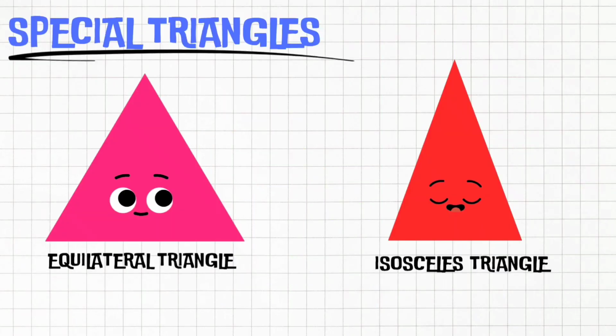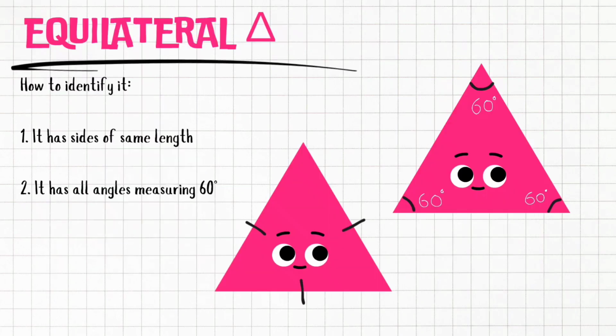Special triangles. Why is an equilateral triangle and an isosceles triangle special? Let's understand. To identify an equilateral triangle, all the sides are of equal measure and their angles are 60 degrees, all of them. None of them is less or more than 60 degrees.